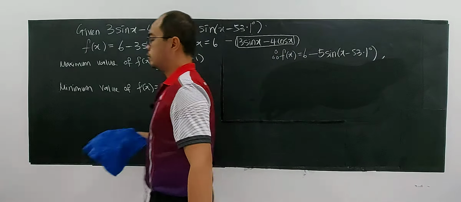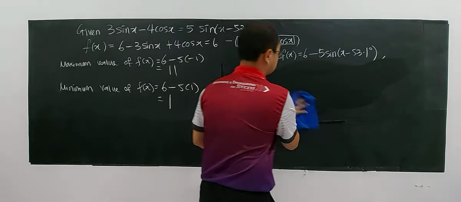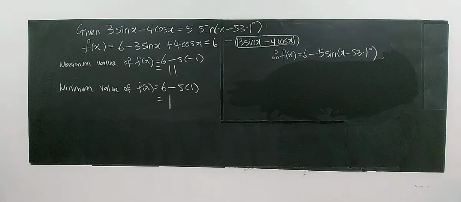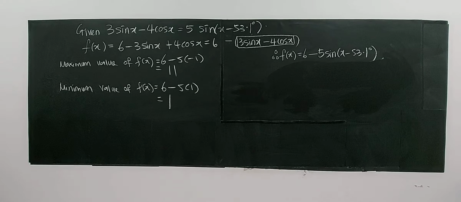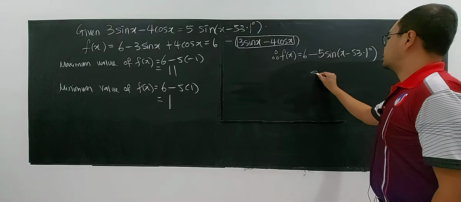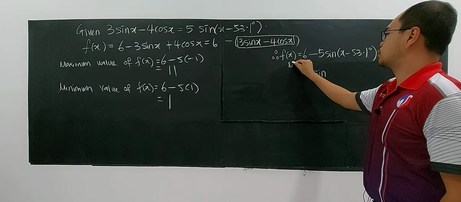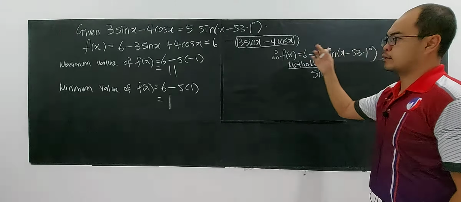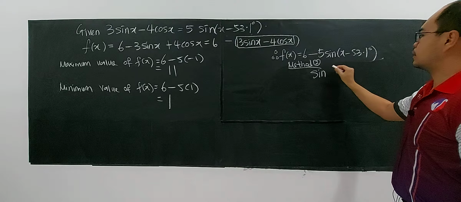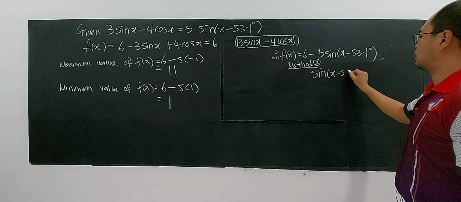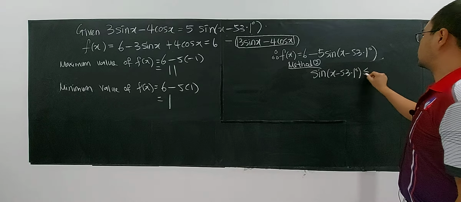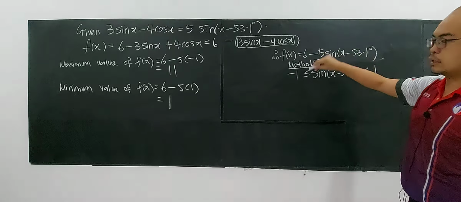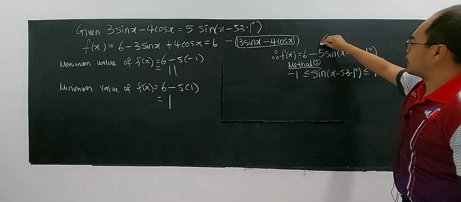Alright, this is the first one. Now I show you another one. This is method number 2. Method 1 is simple, you just substitute the values of negative 1 and 1. But mathematically, this one is more conceptual. You know that this value is between negative 1 and 1, so then you construct the inequality here. You see that there is a negative 5 here.